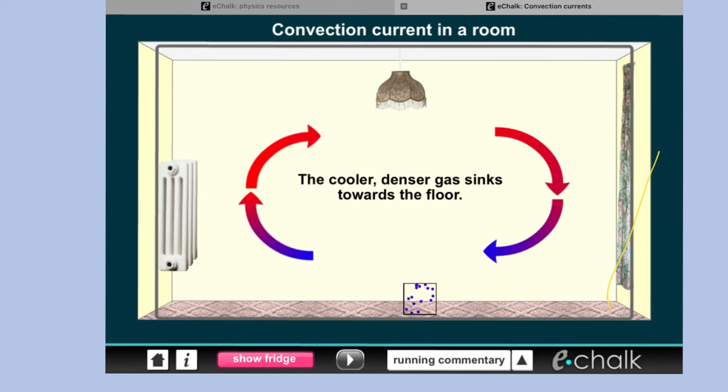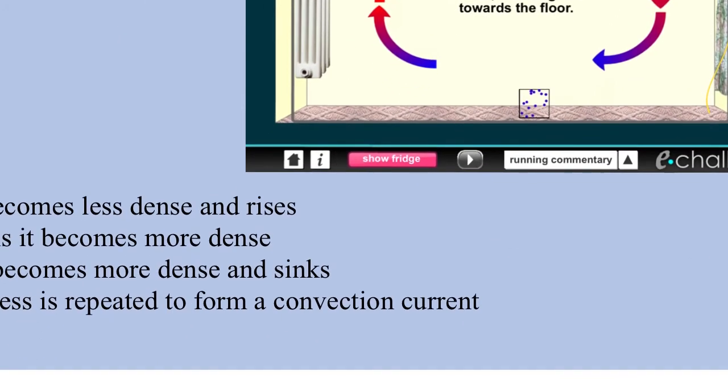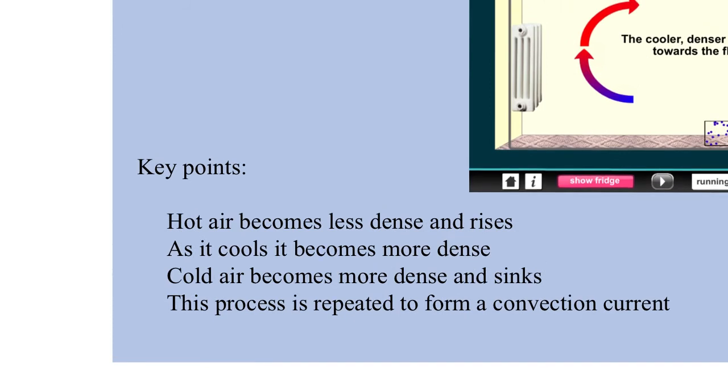Add your own notes. But the key points here are: hot air becomes less dense and rises. So if I heat something up, it's going to rise. As it cools, it becomes more dense. We saw that as it was moving away from the radiator at the ceiling. My cold air becomes more dense and sinks, and then that process is repeated to form a convection current. The only way I can stop that current is if I turn the radiator off.